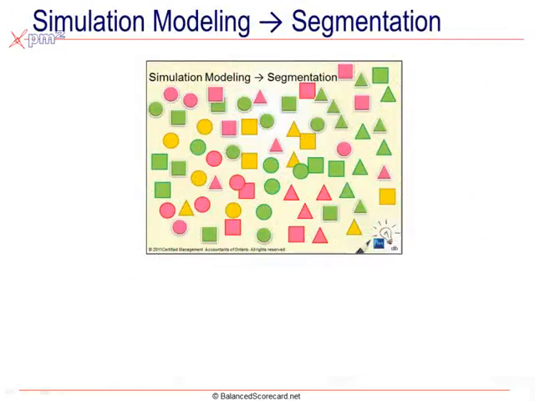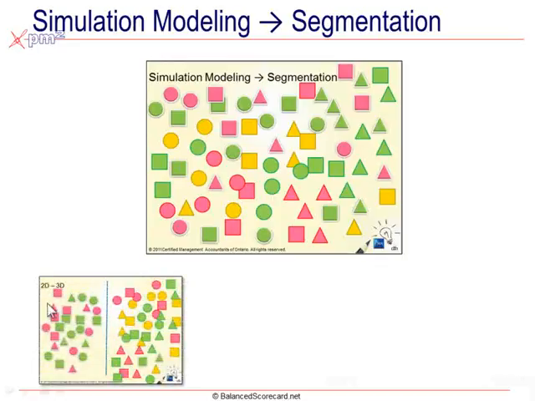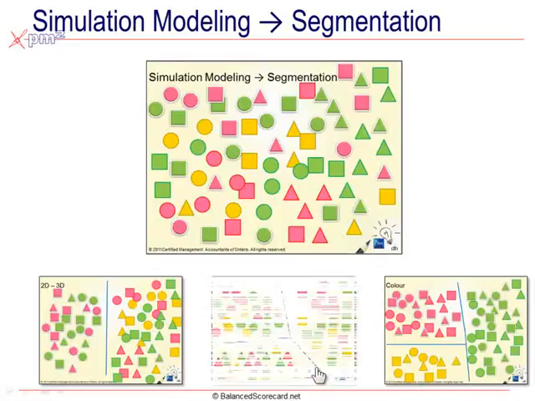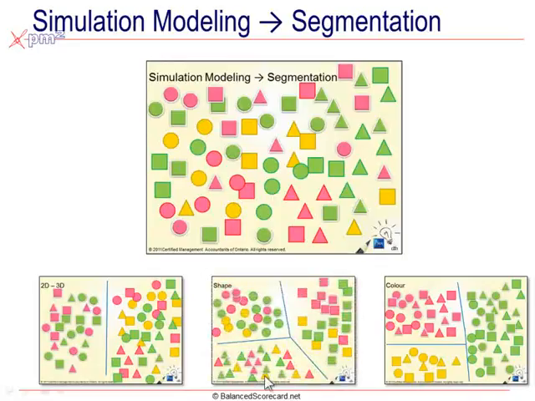Maybe we could identify which are the three-dimensional objects. So we'll separate those three-dimensional ones from the two-dimensional drawings. Or maybe by color. We could separate the greens from the pinks and the yellows. Or maybe even the shapes, squares, circles, triangles. The idea is each of these are valid segmentations of this model in this population.